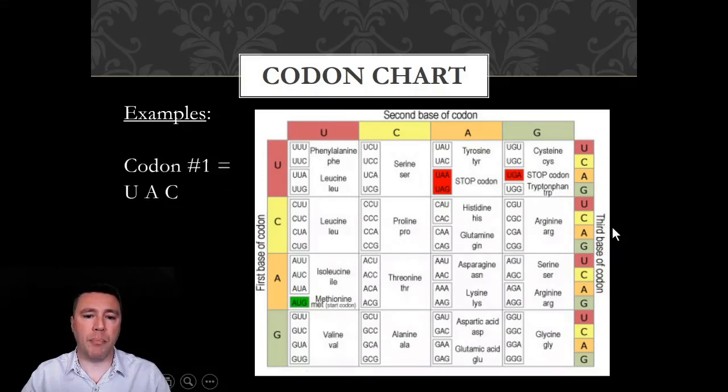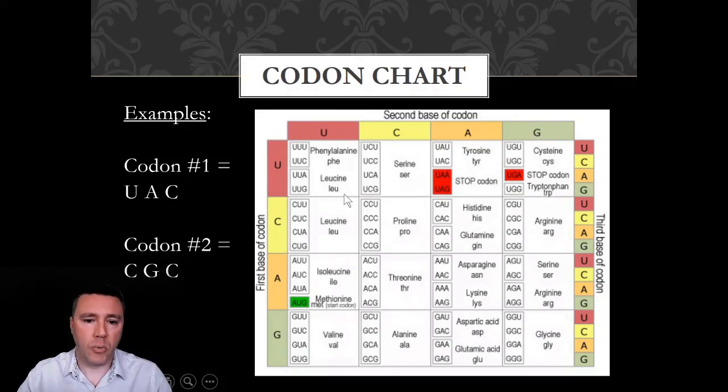So if I had, for example, UAC, I'm going to take a look at the U section, so we're somewhere in this very top row. And then my second base is A, so I'm going to be somewhere in this box, and my third base is C, so that means it's got to be tyrosine. Okay? If we were to look up, for example, CGC, we're going to look in the second row now. Then we're going to look at this last column, and then the C tells us that it's got to be arginine. CGC is arginine.